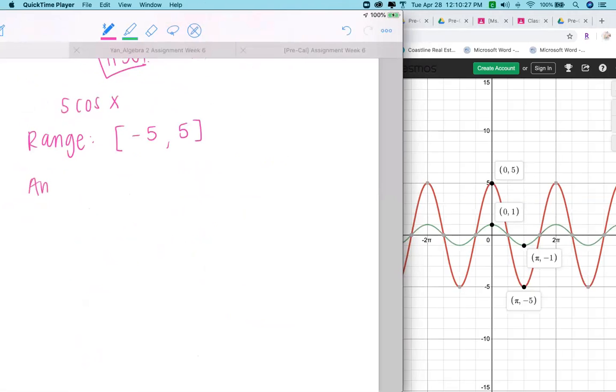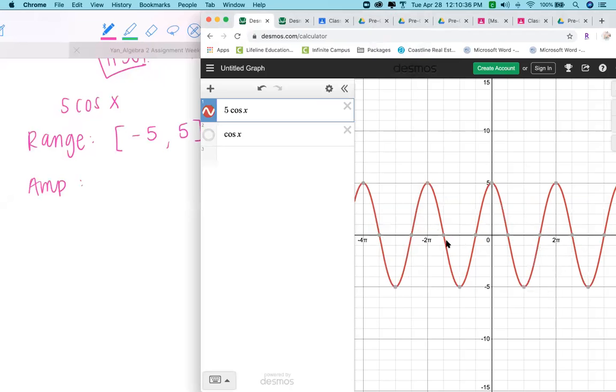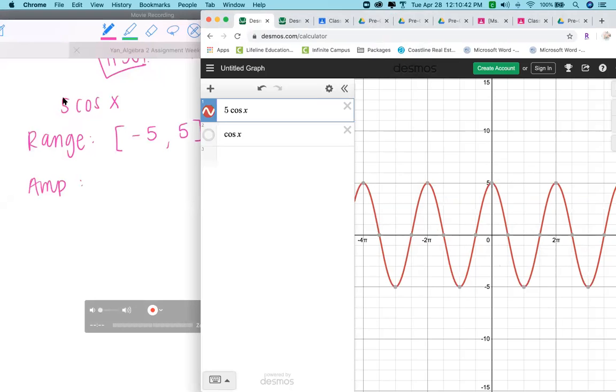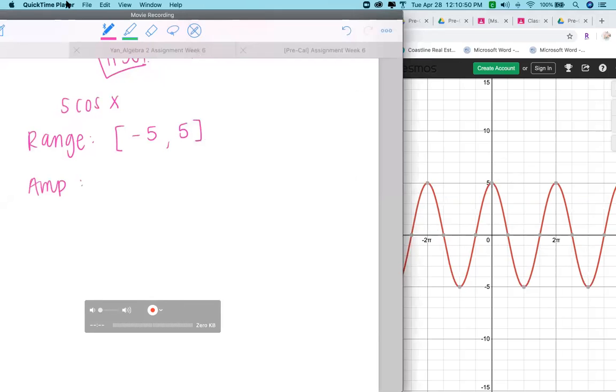And then for another word called amplitude, amplitude just means that if I have a middle line of this red graph, how far up did it go and how far down did it go? And it's obviously 5. So it's always the number in front of cosine. If there's no number there, it'll be 1. But if there is a number multiplying it, then it would be that number, 5.